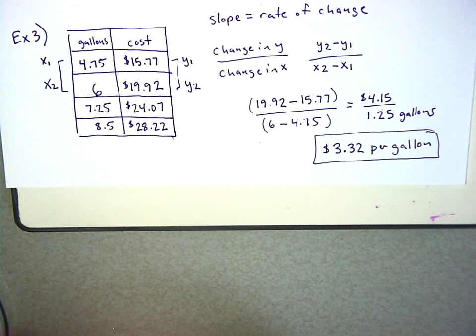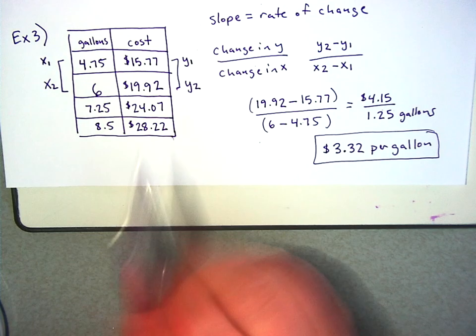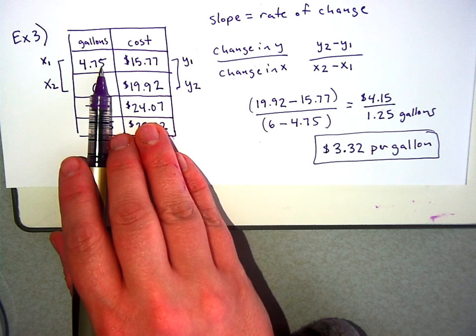Did you guys get $3.33 per gallon? Make sure you write it out like a full story problem. Now, one thing that you might be asking yourself right now is, why didn't we just take the cost per gallon and divide by the gallons in the first place?